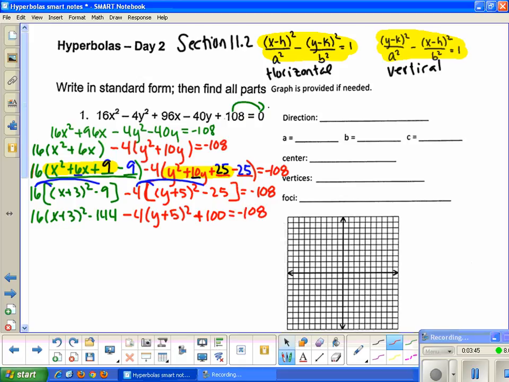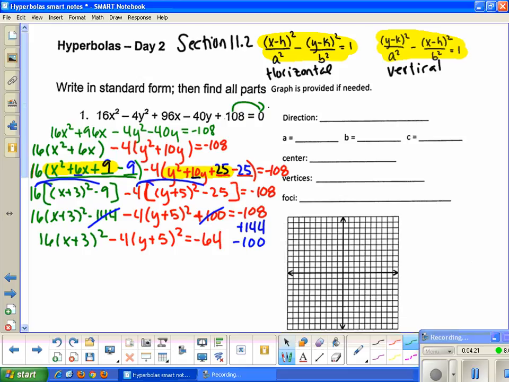Now I want to get everything that's a constant to the other side, so that means I'm going to take the 144 and add it to the other side. And I'm going to take the 100 and subtract it. And when I do that, I end up with 16 times x plus 3 quantity squared. And this one gives me minus 4 times y plus 5 quantity squared is equal to negative 108 plus 144 minus 100 is negative 64.